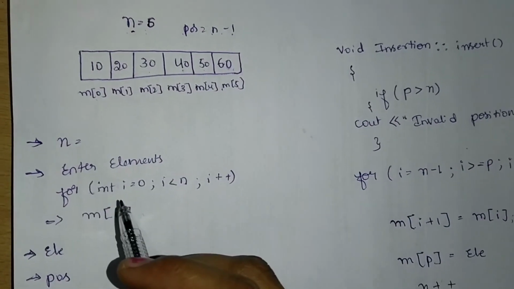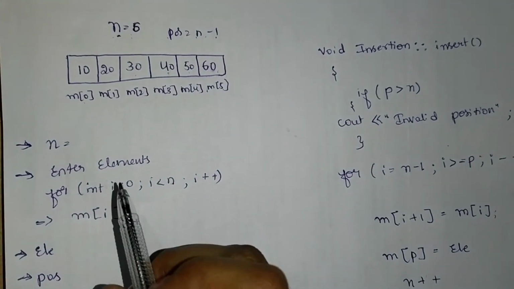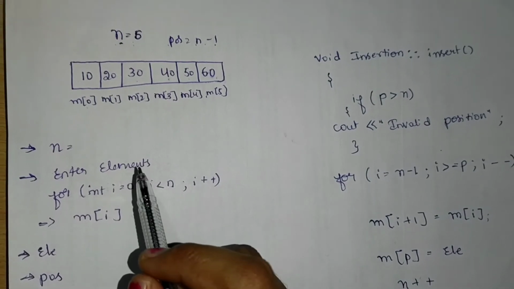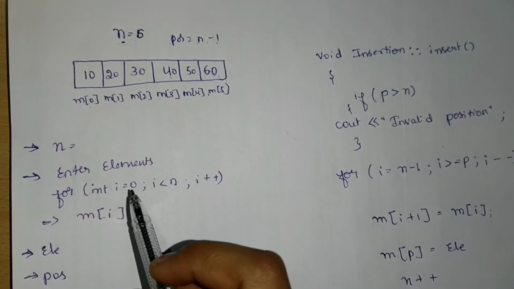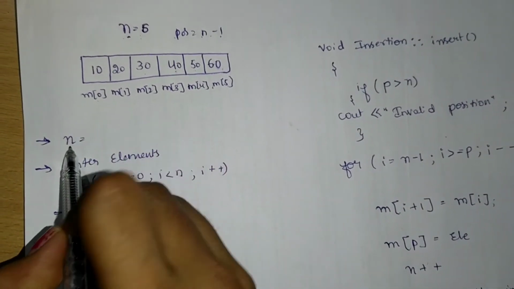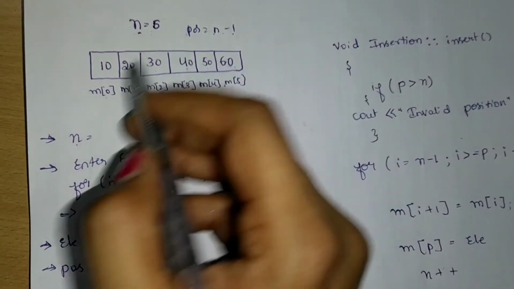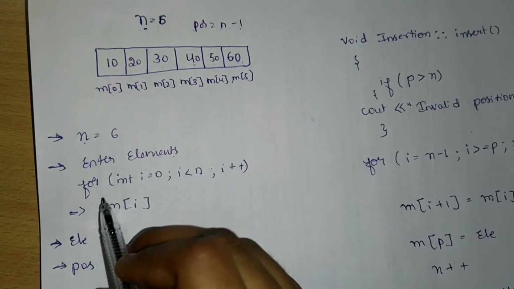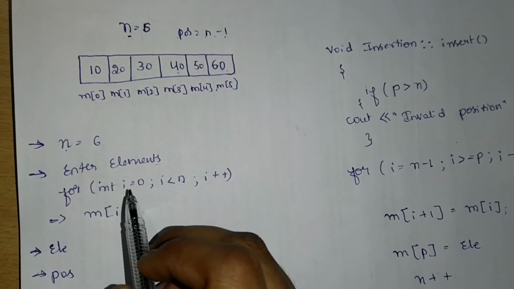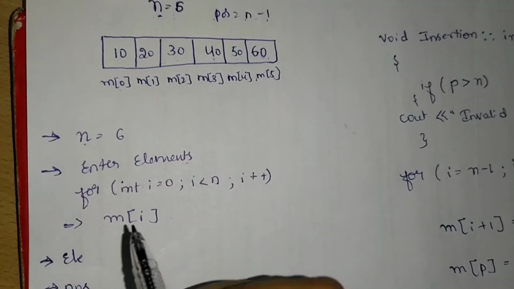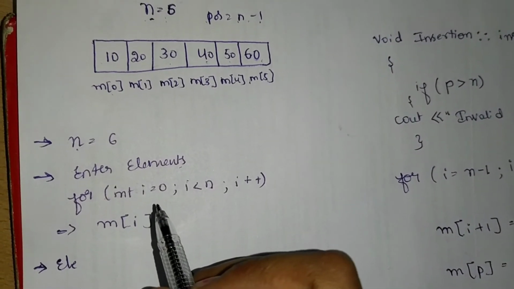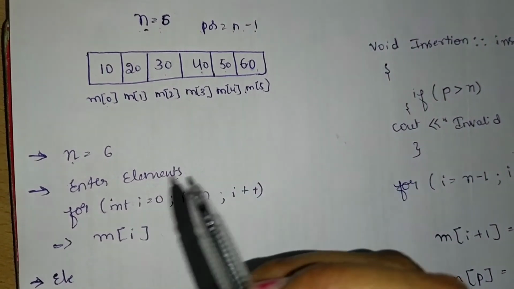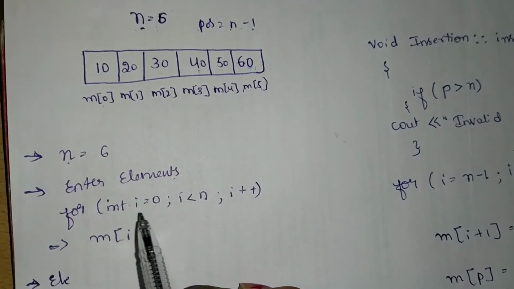So here we have 3 member functions: get data, insert and display. In get data we need to specify the size of n. So here I have taken that as 6. Then enter the elements. A for loop is used when you want to take more than one element or more than one value.